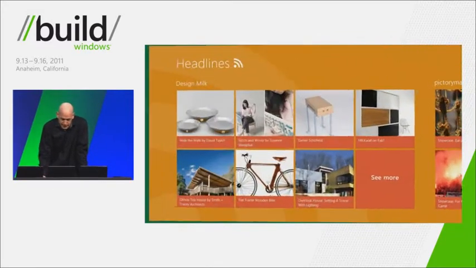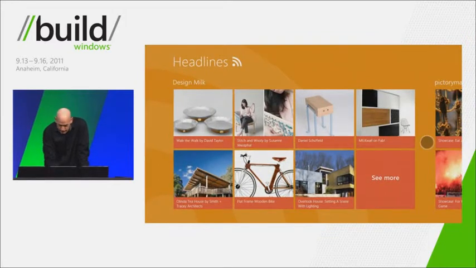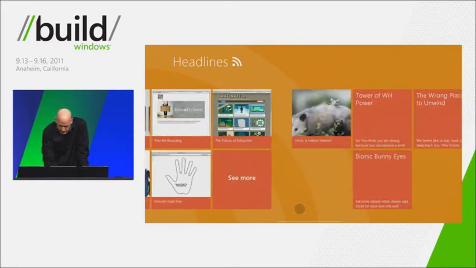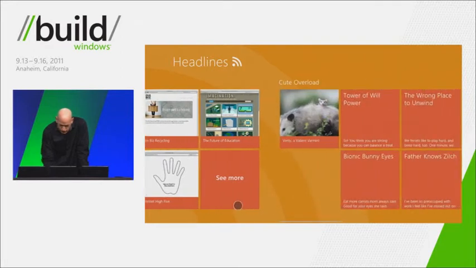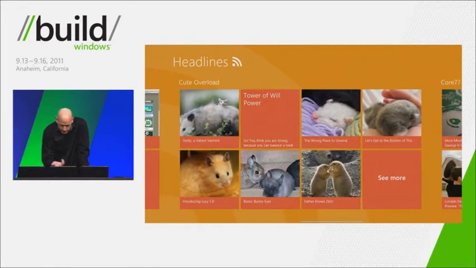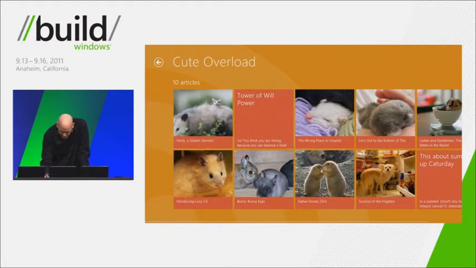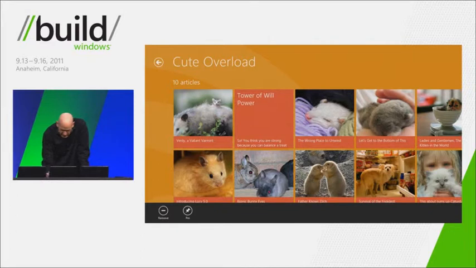So we've seen a lot of the news app today. I've got a few feeds in here. I've got a Qt overload. This may be something that I care about a lot. It looks like it's mostly Qt pictures. So I'm going to tap on it to go into Qt overload, and I'm going to bring up the app bar. And you see I have a glyph here, a button for pin. So I'm going to touch that.